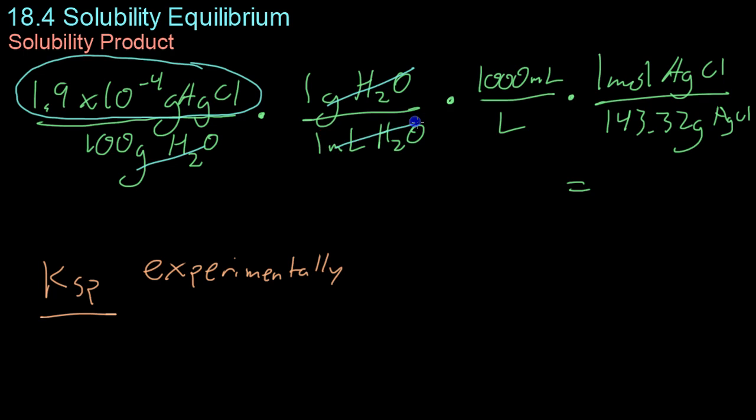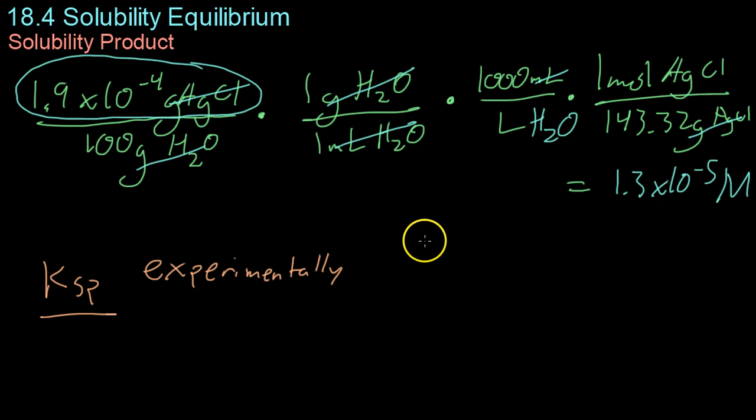So you get the volume of water through these steps here, and then you get the moles, basically using the molar mass of silver chloride, and cancel out the masses of the silver chloride to get 1.9 times 10 to the negative fourth times 1,000 moles for every 100 times 143.32 liters of water. And what you end up with is a 1.3 times 10 to the negative fifth molar solution.